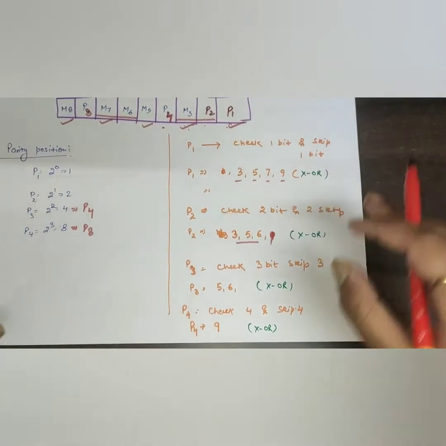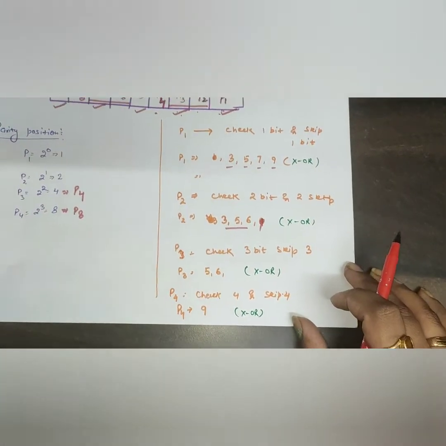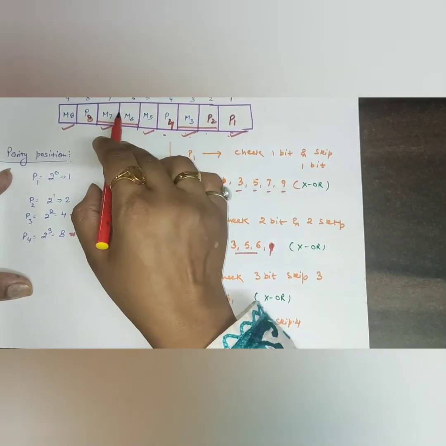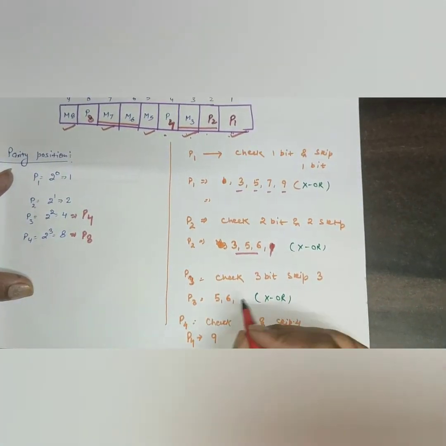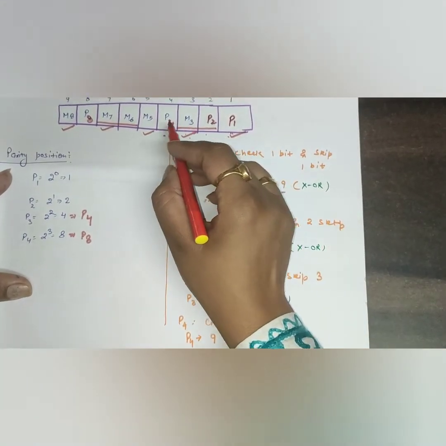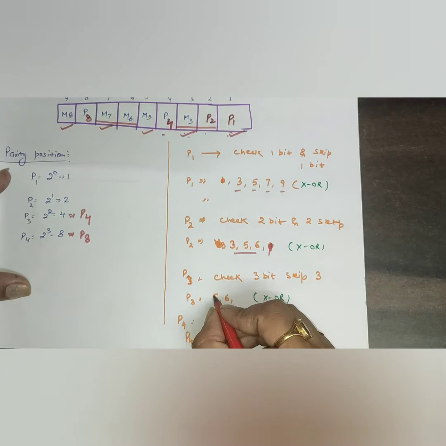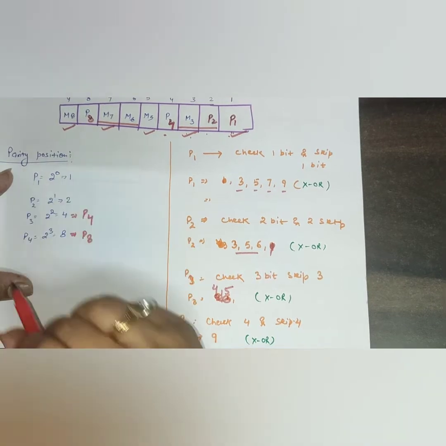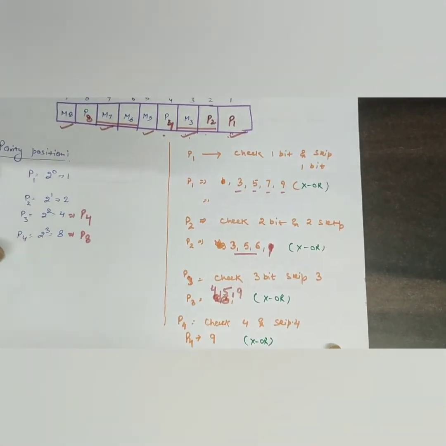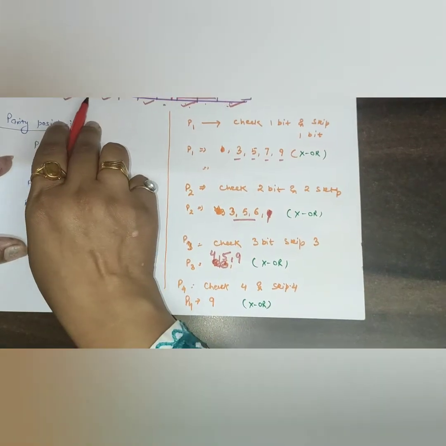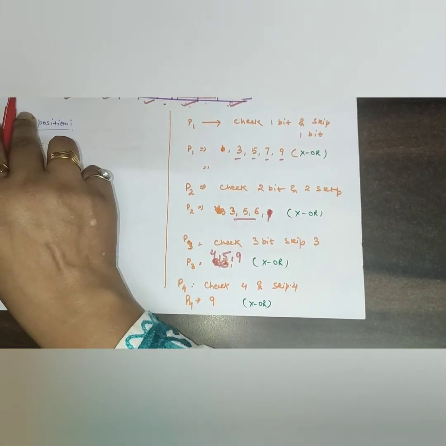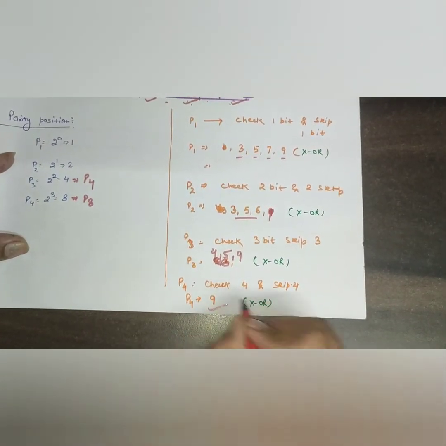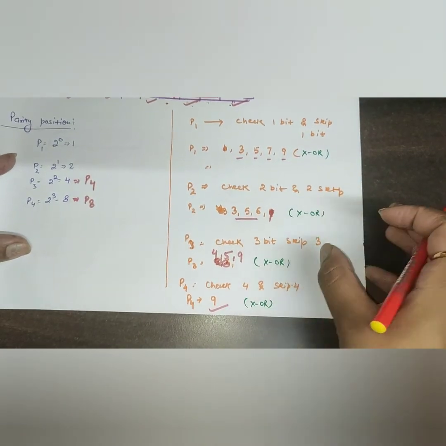Now for P3, 3 bits check and 3 bits skip. So for P3, 3, 4, 5, then skip 6, 7, 8, and 9 will be there. You can check. Now P4 will start from P4, and 4 bits will be checked and 4 bits skipped. So here of the 4 bits only 9 should be there, and XOR between these two.